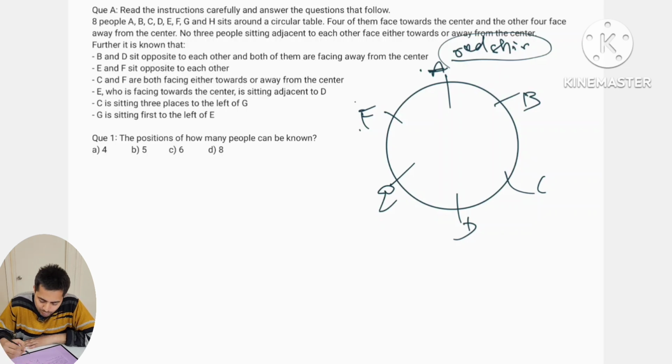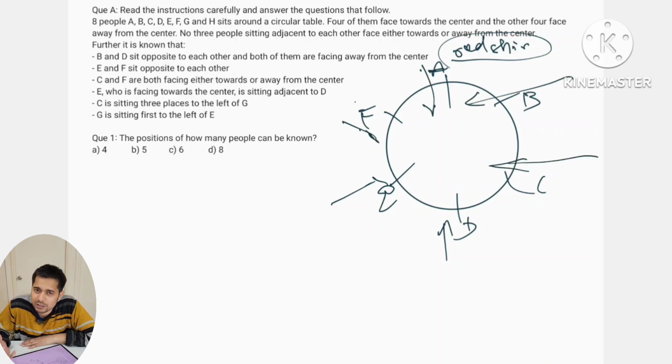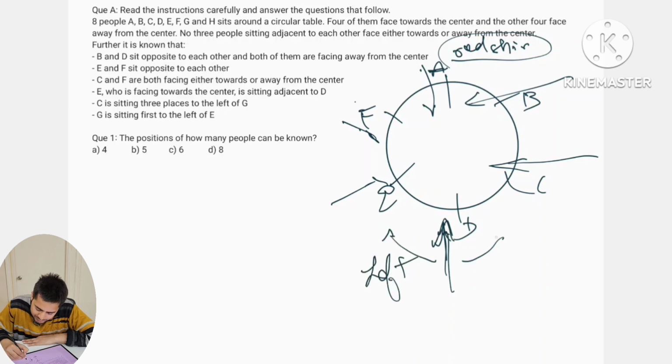So this kind of round table will be there. If nothing is mentioned, that means all of the persons will be sitting facing towards the center. Otherwise it will be mentioned who is facing towards the center and who is facing away from the center. Let us say it is given that E is left of D, and D is facing towards the center, so this is left of D and this is right of D. That's how you have to solve it.